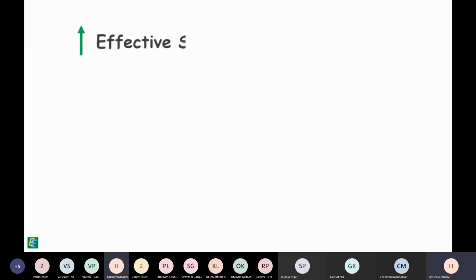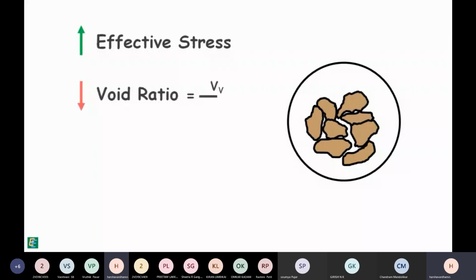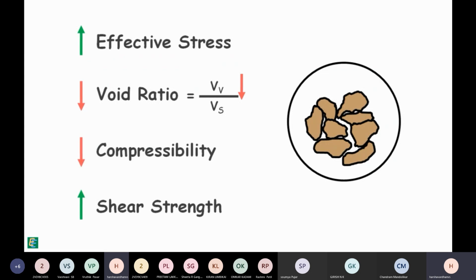The increase in the effective stress causes the soil particles to pack more closely, which results in a decrease in the void ratio because of the decrease in the volume of voids, and that leads to a decrease in the compressibility and an increase in the shear resistance of the soil.